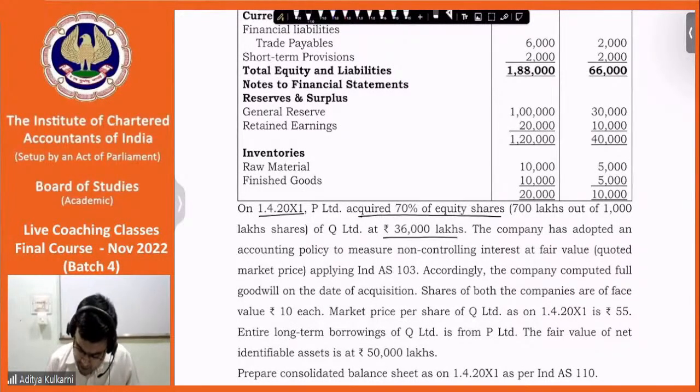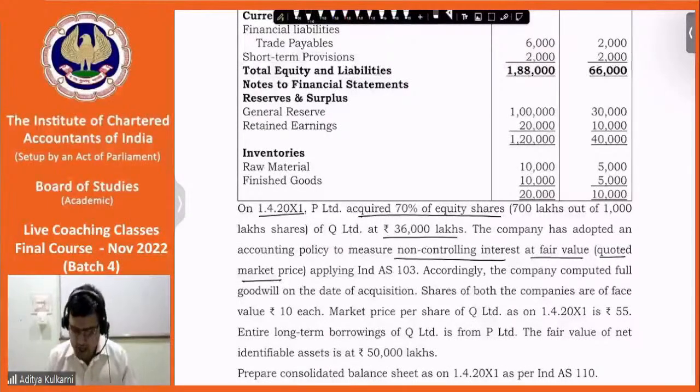The company has adopted an accounting policy to measure non-controlling interest at fair value. That is the quoted market price. So when I talk about non-controlling interest, there are two ways in which it can be measured. First one is at full value or at fair value, and the second one is at proportionate share in the net assets. The issue is, if I do proportionate share of net assets, as I explained in the last session, the goodwill is known as partial goodwill. Why partial? Because that goodwill is entirely attributed to the parent only.